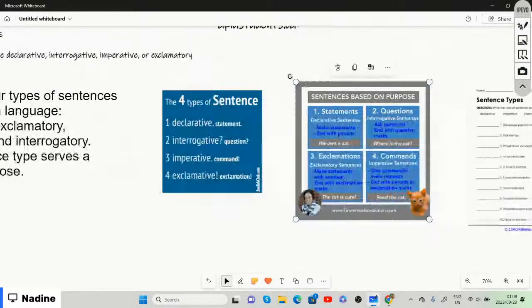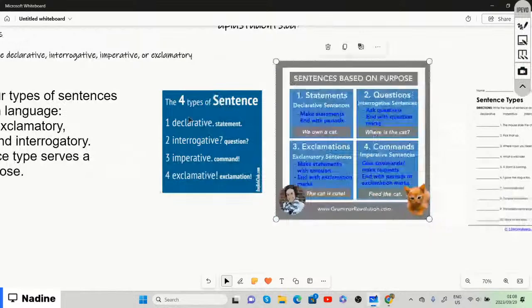All right. So remember, we said that each one serves their own purpose. The statement has its own purpose, the interrogation has its own purpose, the exclamations have their own purpose, as well as the commands.